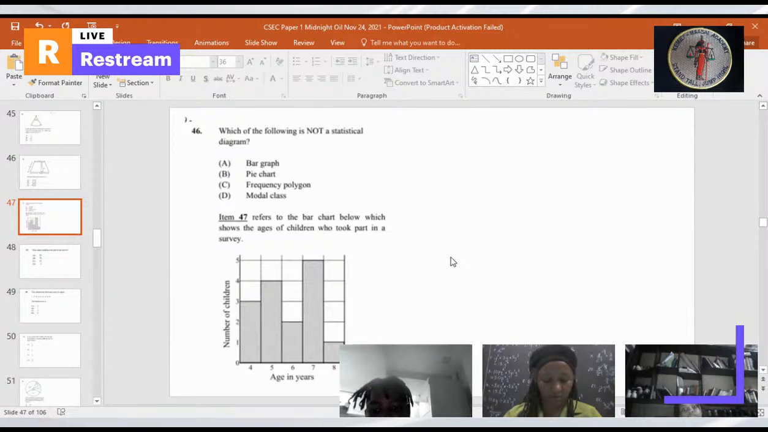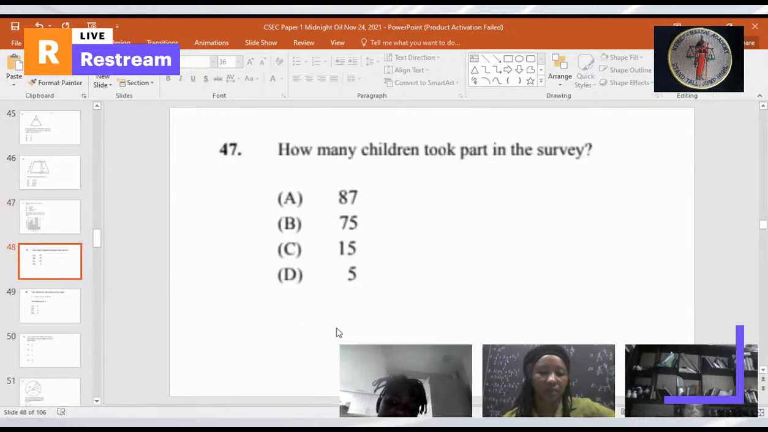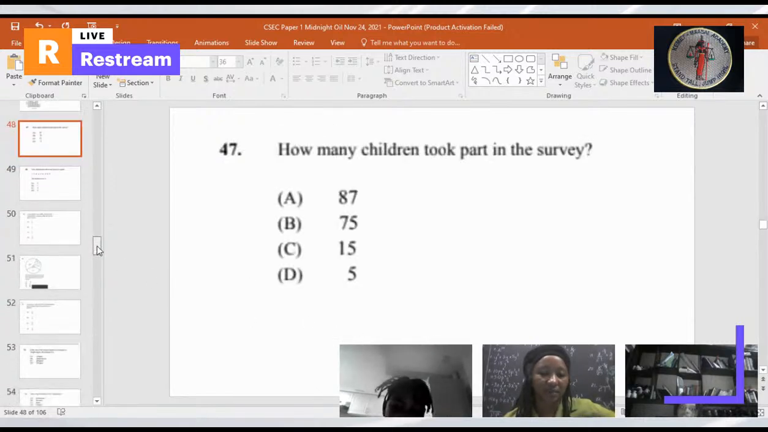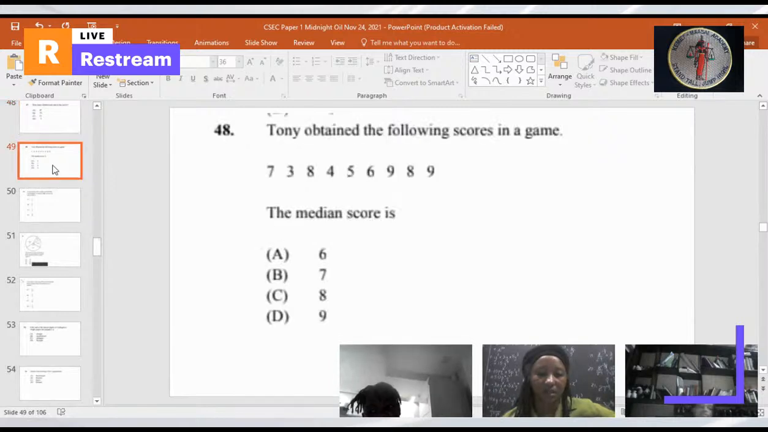4, 4 plus 3 is 7, 7 plus 2 is 9, 9 plus 5 is 14, 14 plus 1 is 15. Miss, 15. So C, 15. Correct. Okay, Dreshan, 48.